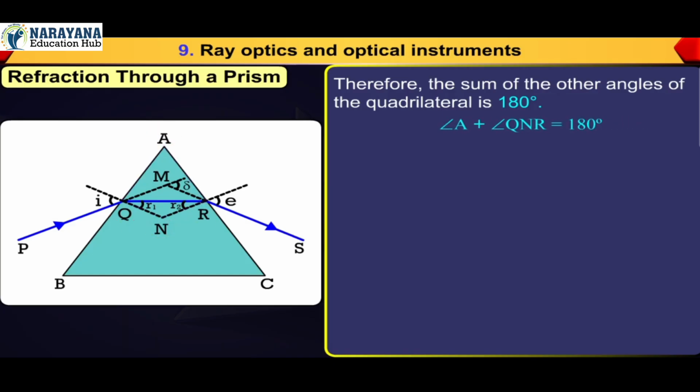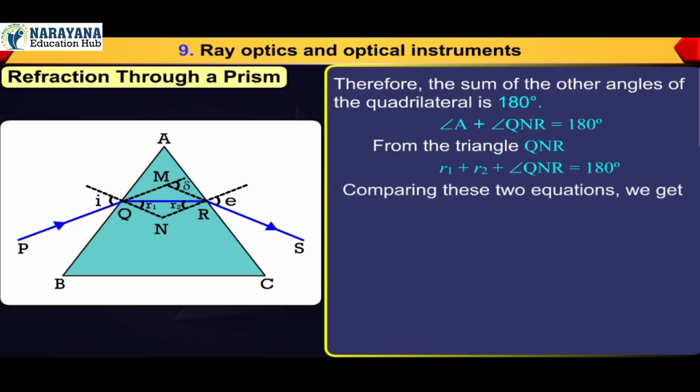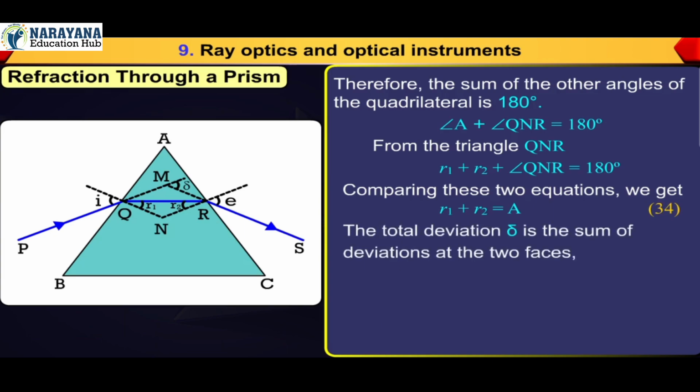Angle A + angle QNR = 180 degrees. From the triangle QNR, r1 + r2 + angle QNR = 180 degrees. Comparing these two equations, we get r1 + r2 = A. Equation 34. The total deviation δ is the sum of deviations at the two faces. δ = (i − r1) + (e − r2). That is, δ = i + e − A.